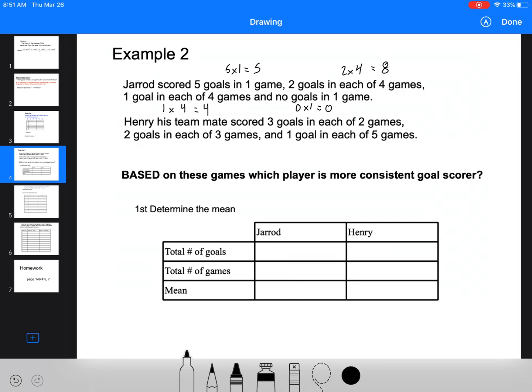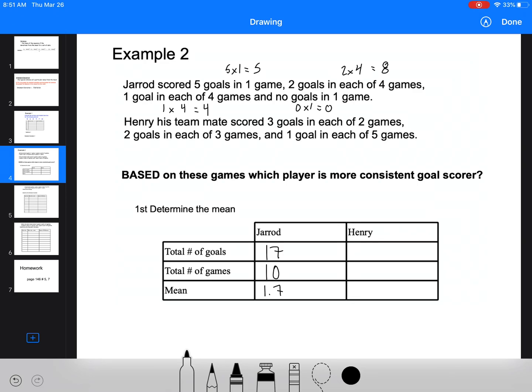So he scored 5 plus 8 is 13, plus 4 is 17 goals. And he's played 1, 2, 3, 4, 5, 6, 7, 8, 9, 10 games.